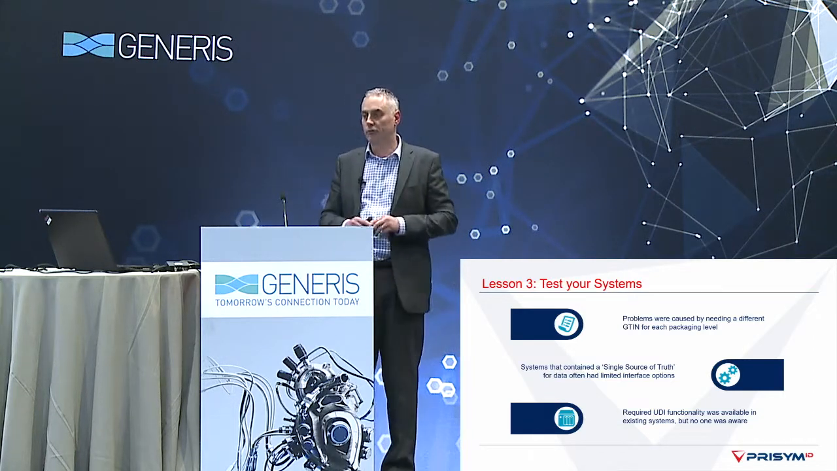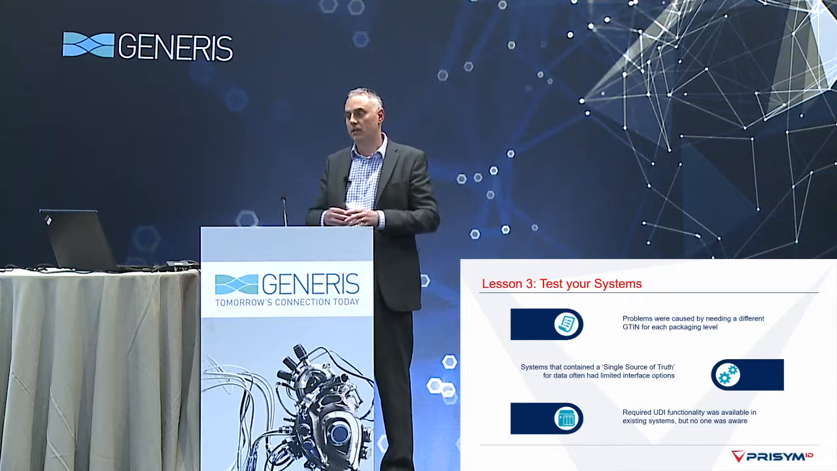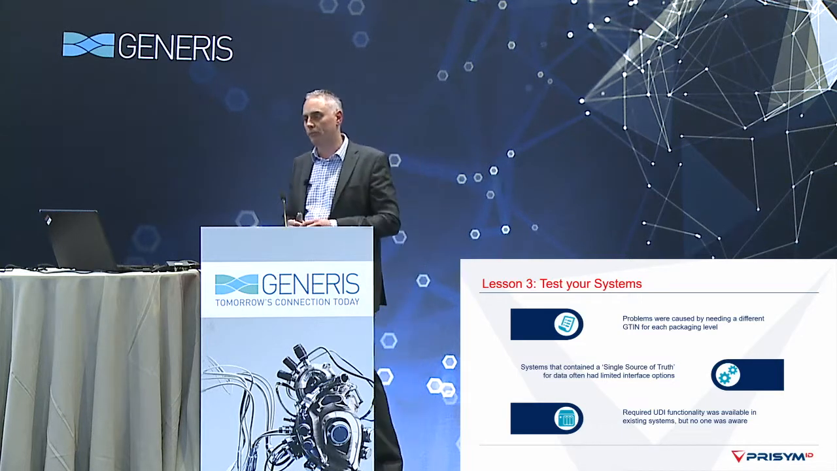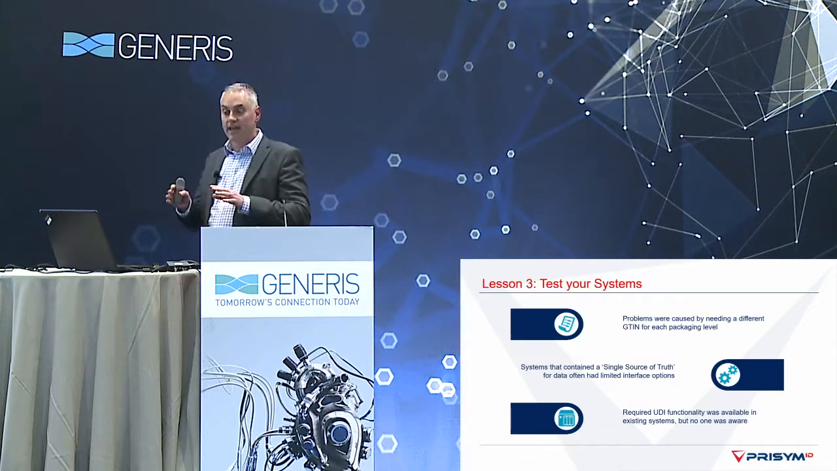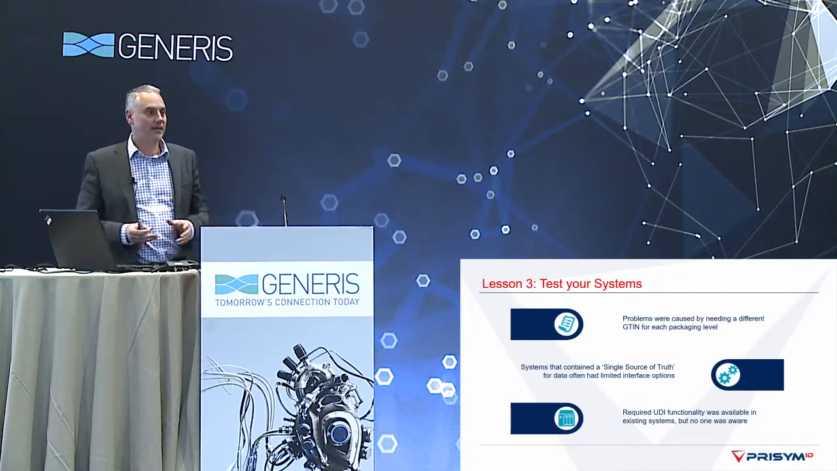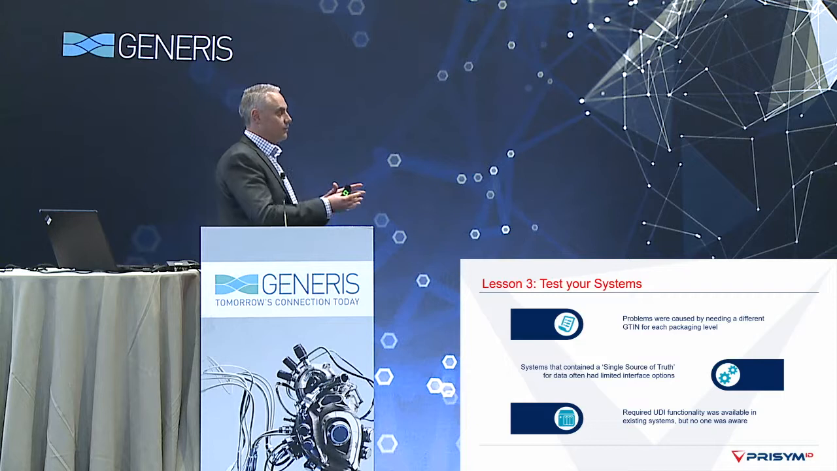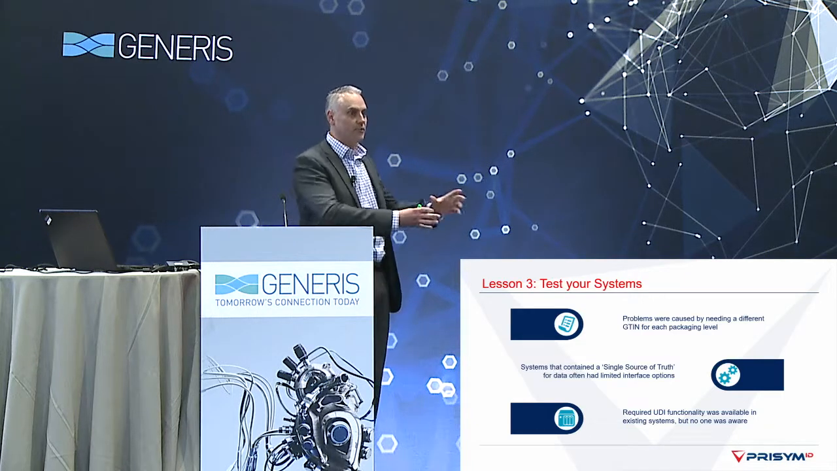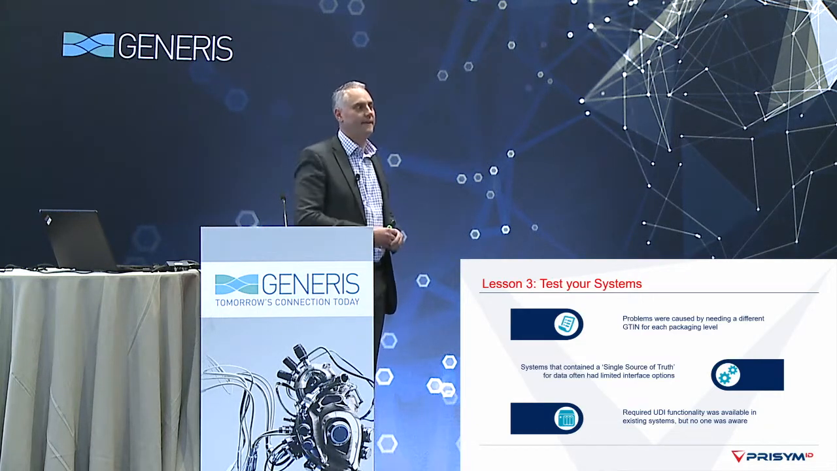That kind of causes a problem. Just going from one GTIN to more than one GTIN per product caused a problem. And you may hear this used in your own organizations. There may be systems that you have that are considered the single source of truth. So the system that's got all the data on it and is the right data.